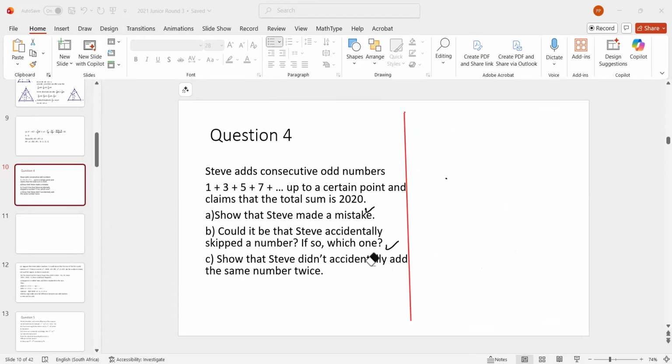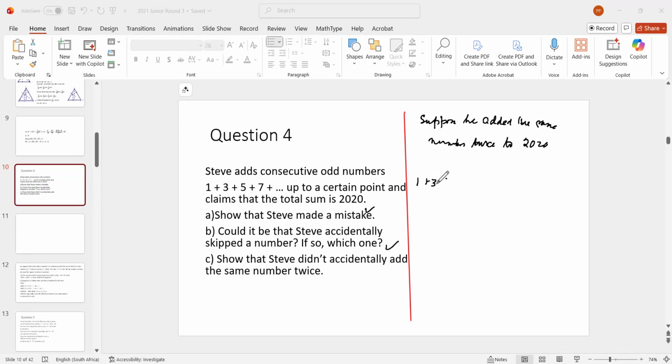So if you want to show that he didn't add the same number twice, we prove by contradiction. Right? So suppose he added the same number twice to get the wrong answer, 2020. All right, now I'm going to write down exactly what we are saying here.